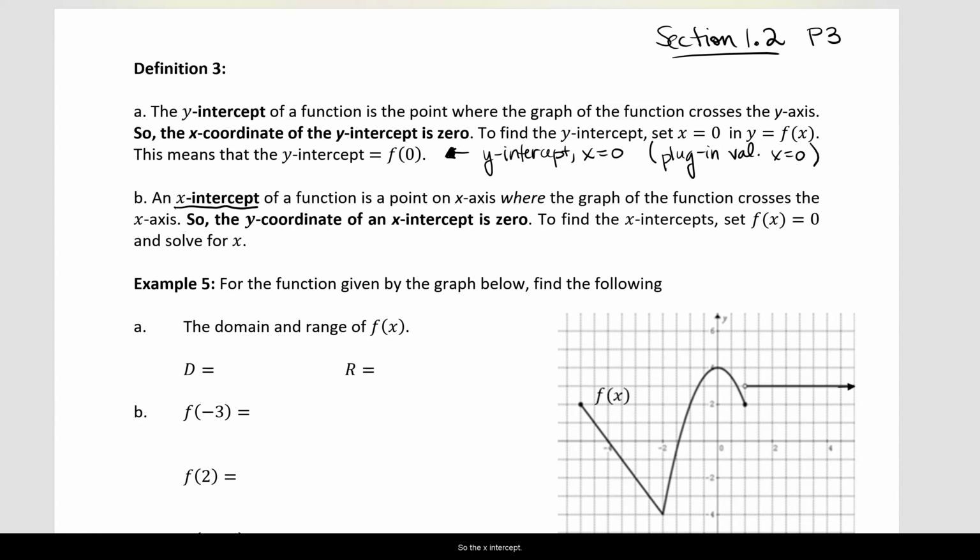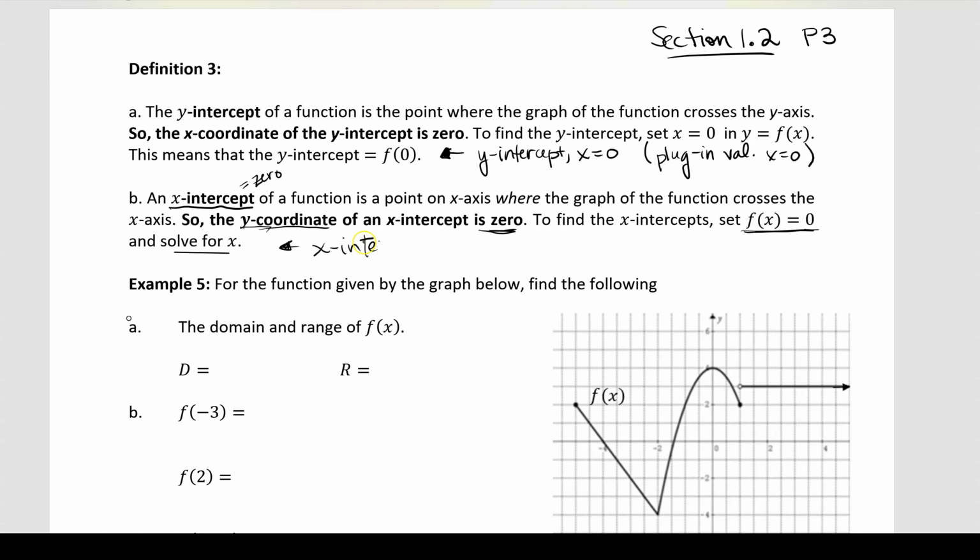So the x-intercept, which is also known as a 0 of our function, happens when y is equal to 0. And so y equals f of x equals 0, which means that if we have a function rule, we're not going to plug a 0 in and evaluate. We're going to take our function rule, which represents y, and set it equal to 0. And then we have to do some algebra to solve for x.